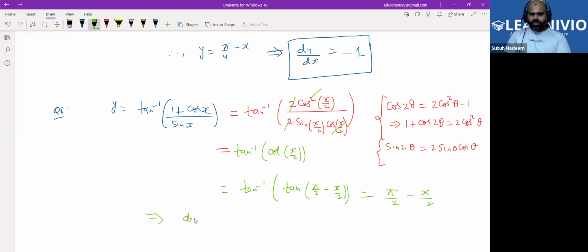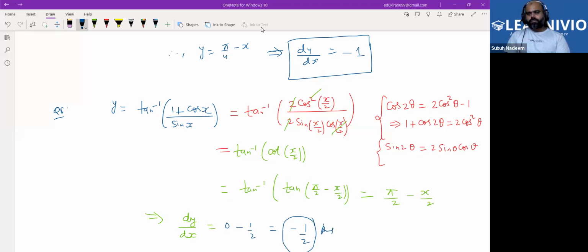So what will be dy by dx now? This pi by 2 will be 0 and minus half will remain here. So minus half is our answer, right? Is it clear to both of you? Sarif also, is it clear to you?